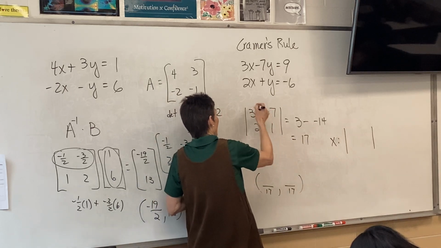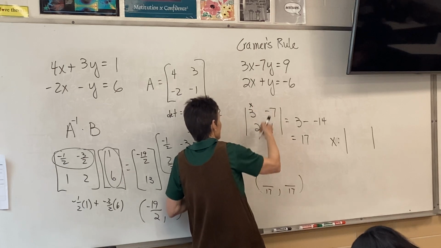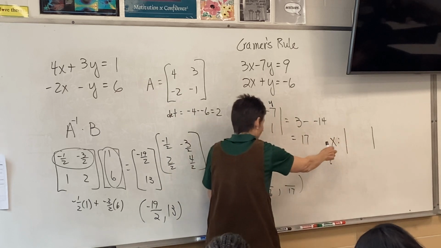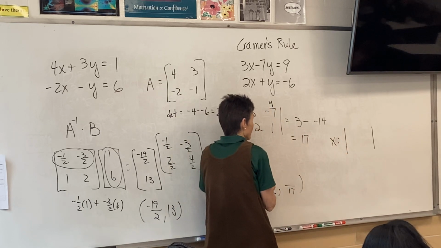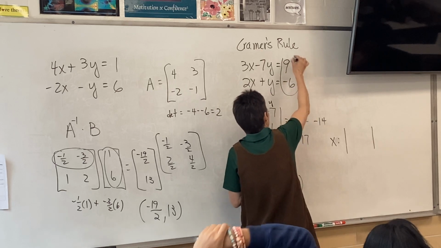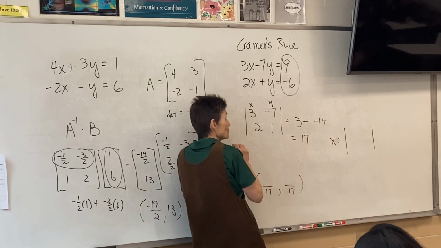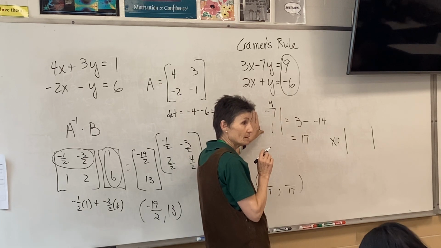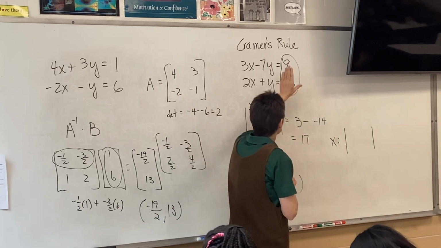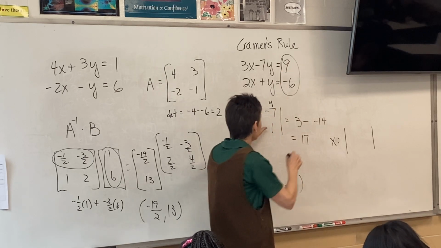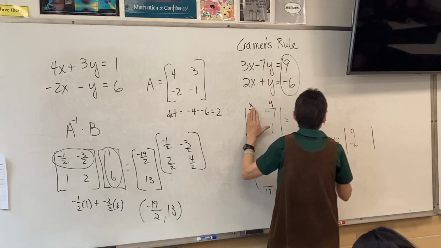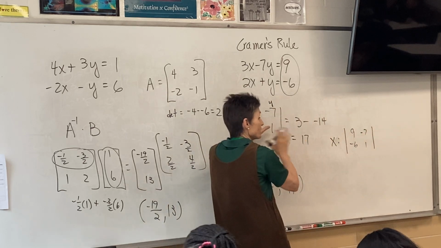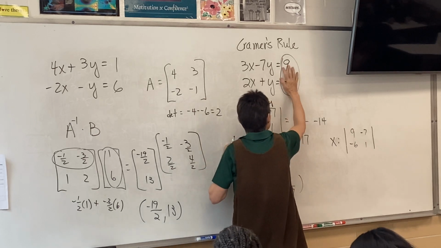When you built this one, these were the x coefficients and these were the y coefficients, right? If you're finding your x numerator, the number that goes right here, you cut these out, those extra numbers that we haven't used yet, and you paste them in the x column. So if we're solving for x, we cut these out and paste them here. So 9, negative 6, and then negative 7, 1. They don't switch places, nothing gets rearranged. You literally cut and paste.